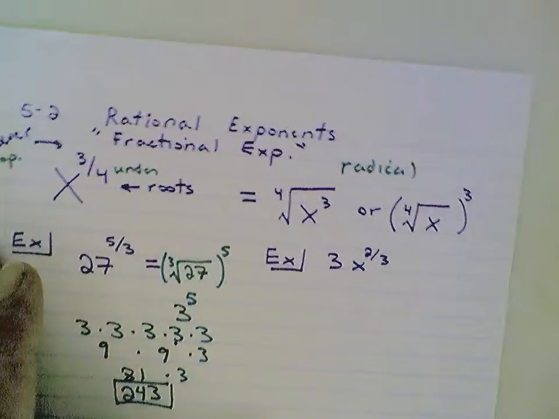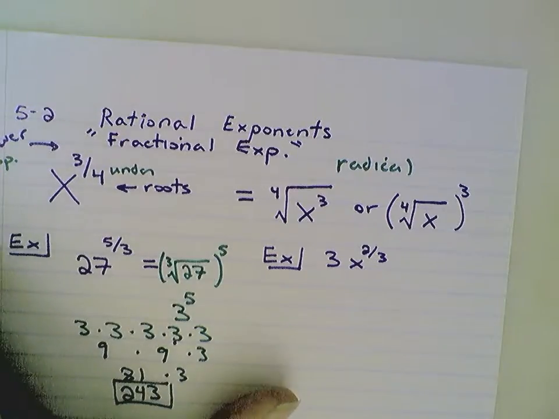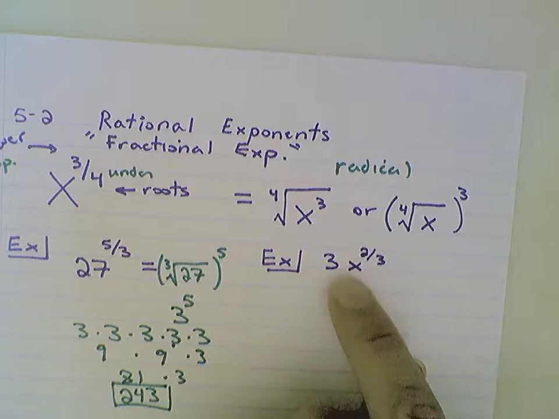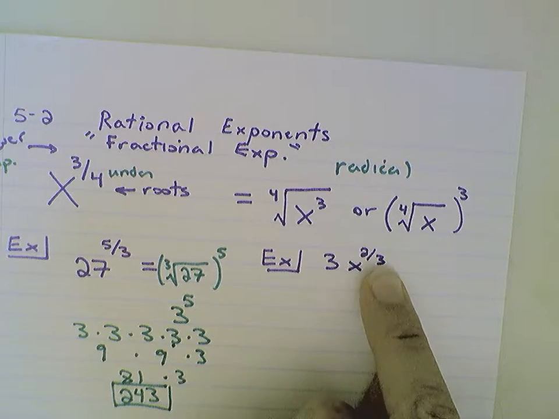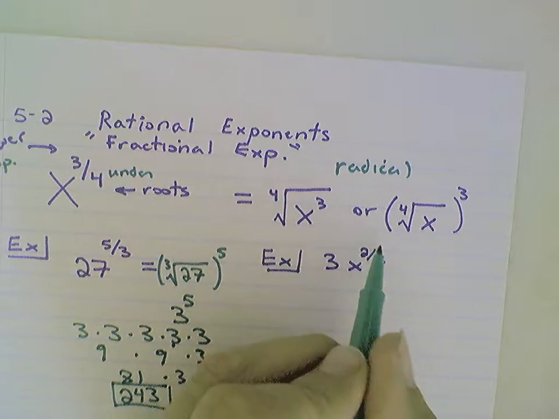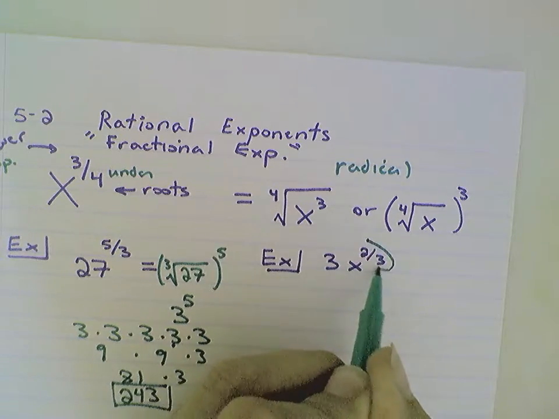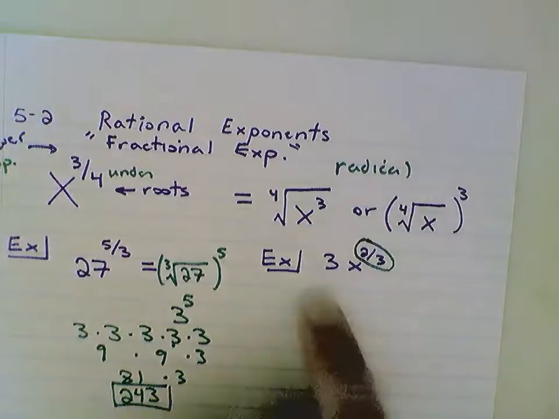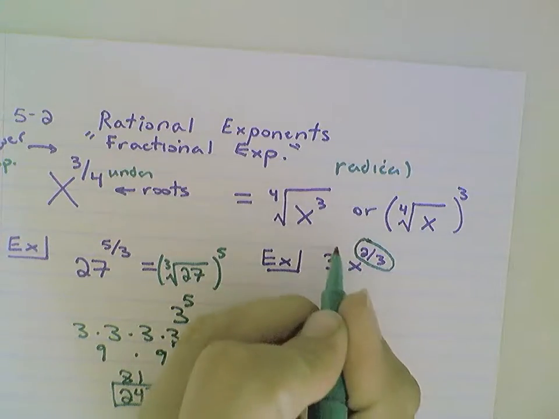Alright, just one last example here. Suppose I have 3 times x taken to the 2/3 power. In this case, the biggest thing to recognize is that this rational exponent is on the x term. It's not on the 3. Right now, the exponent on the 3 is a 1.